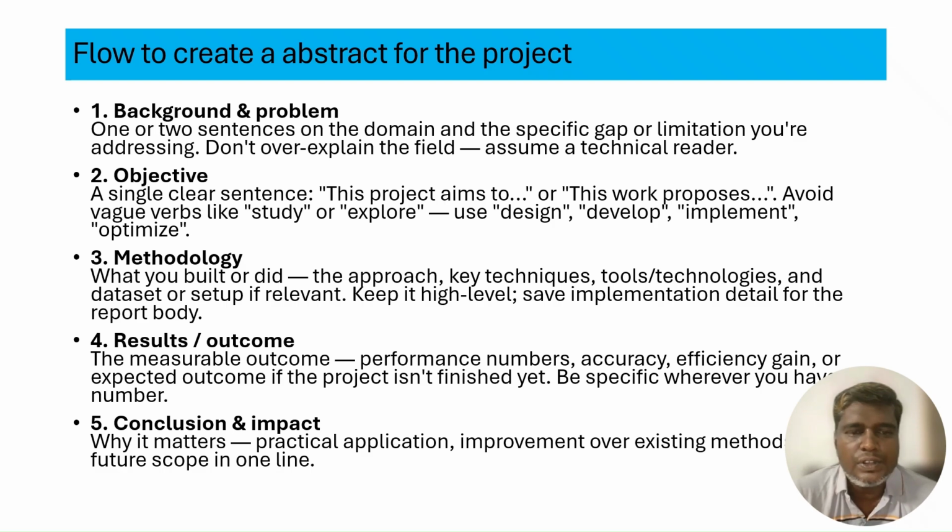The fourth one is the result or outcome, whether it is a measurable outcome, like performance numbers, accuracy, or what the gain is. It can be mentioned in that way, or, if you have specific numbers, like 90 percent or 3.5 values, you can use those numbers, which is much better. But if you have not completed your project, you can state the expected outcome of the project, in words or percentages.